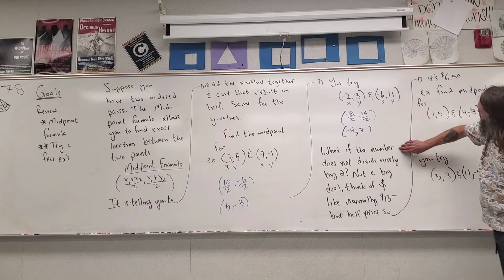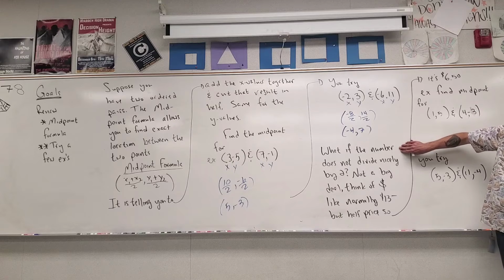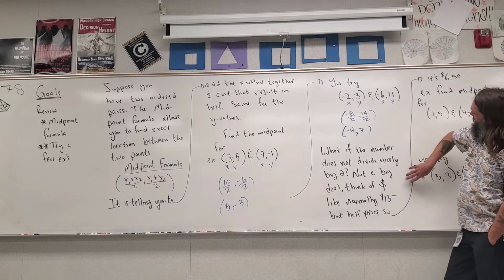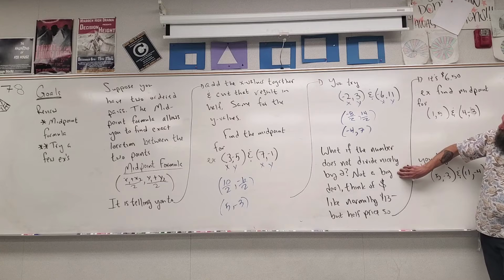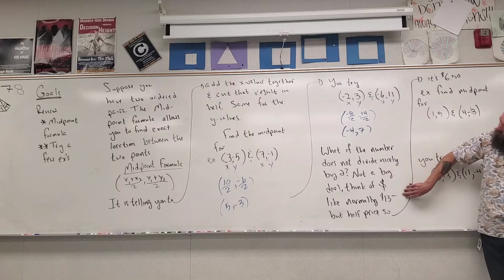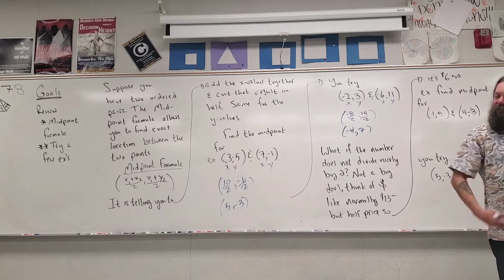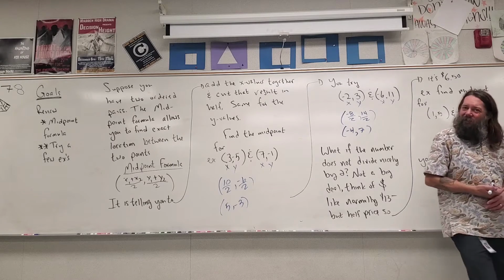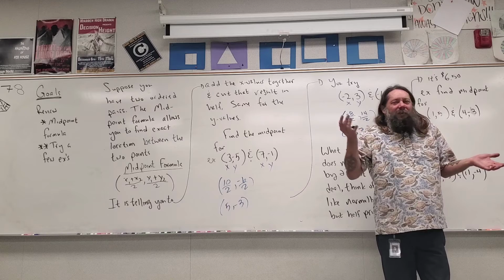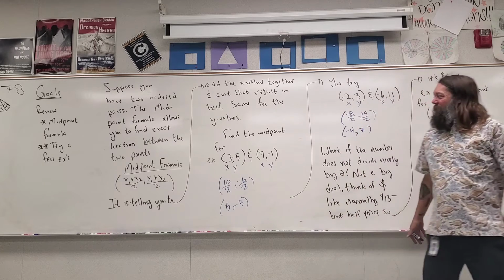Alright, so what if the number does not divide nicely by 2? Not a big deal. Think of money. Like normally $13 is about half price, so it's $6.50. Right? And if you need to use a calculator because you're not sure, do it. I don't care. Just get the right answer here, okay?